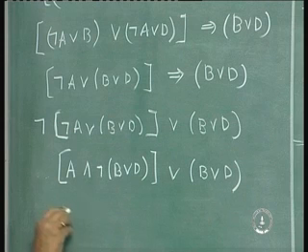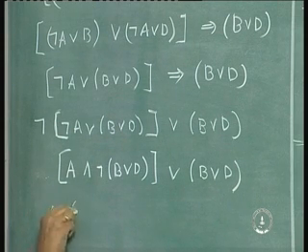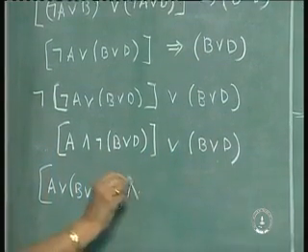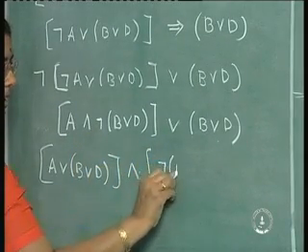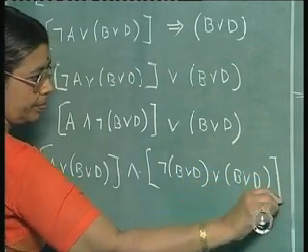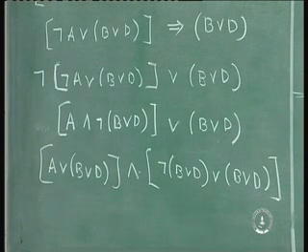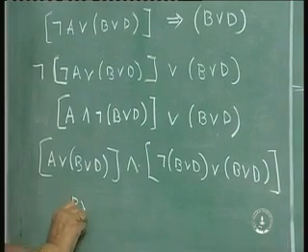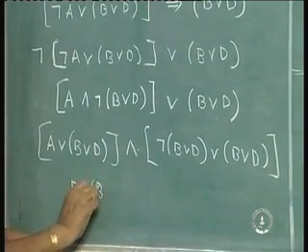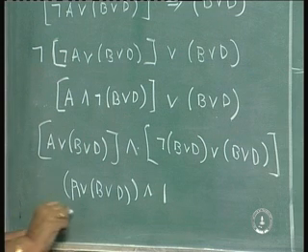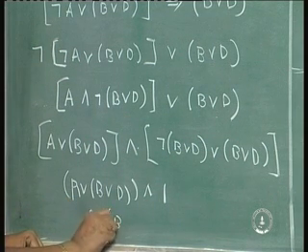Now, using the distributive law, this will become (A or B or D) and (not B or B or D). Now, we know that if you have not P or P, that reduces to 1, it is always true, it is a tautology. So, this will become (A or B or D) and 1. That is true and that is nothing but A or B or D.